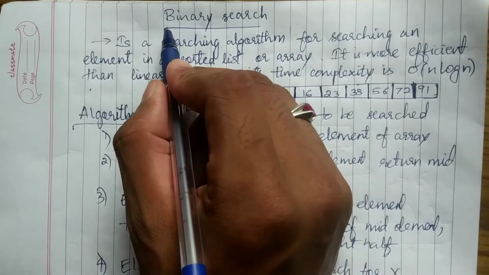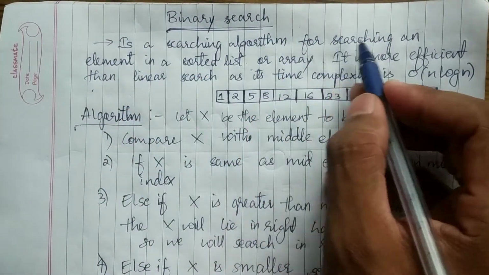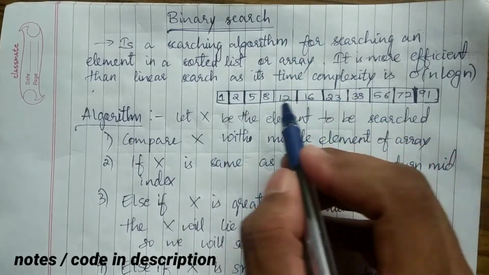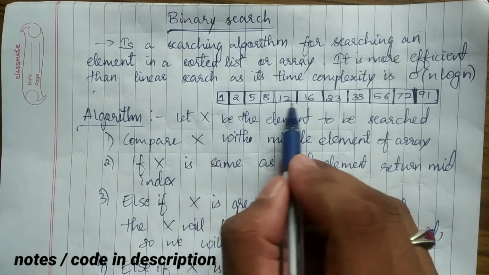Today we will understand about binary search. It is a searching algorithm for searching an element in a sorted list or array. What is a sorted list? Let's take this example, a sorted list or array.